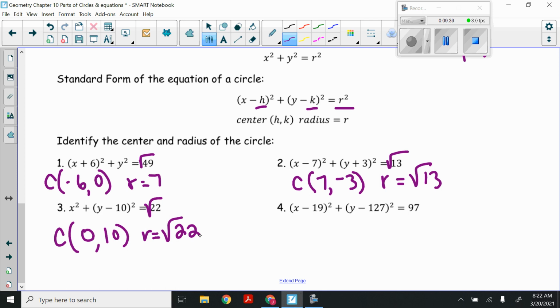Number 4 says x minus 19 quantity squared plus y minus 127 quantity squared equals 97. So my center, the negative 19 comes out as positive 19. Negative 127 comes out as positive 127. So my center is 19, 127. My radius is the square root of 97. Again, that's not a perfect square, and I cannot do factor tree on that.